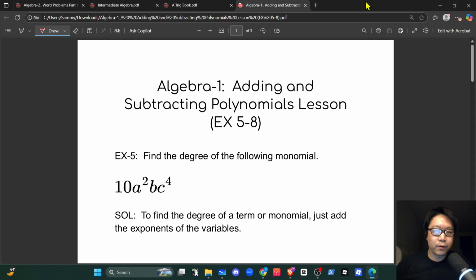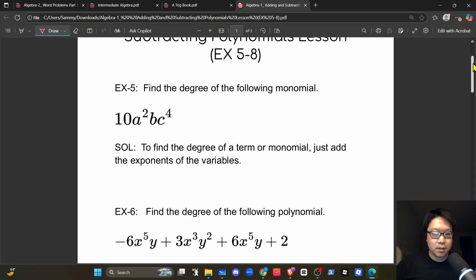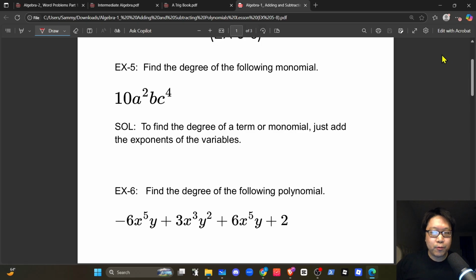We're going to be going over adding and subtracting polynomials, examples 5 through 8. Okay, so just continuing from last video's lesson, we're going to go ahead with example 5.